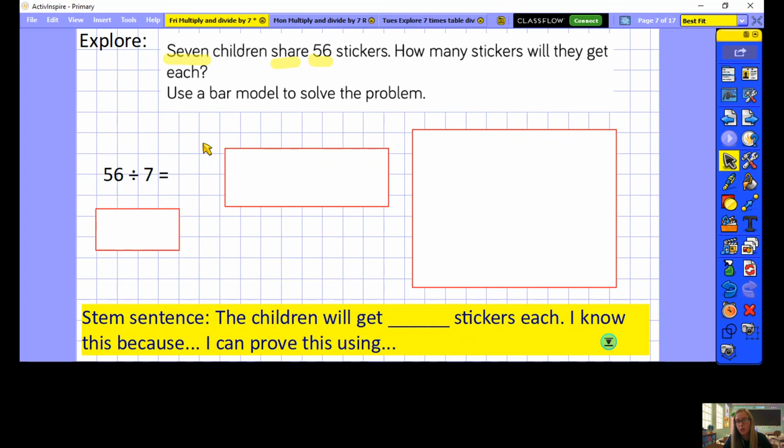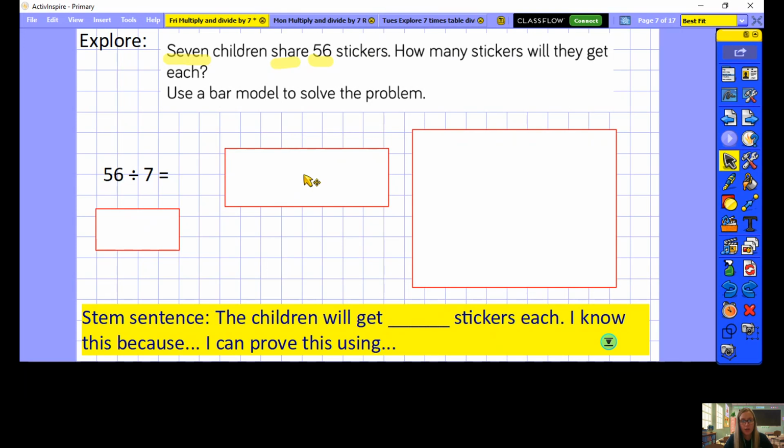If you want to have a go at this on your own, you can pause the video now while you do that, or you can follow with me. Use this stem sentence at the bottom to help you answer the problem. So the children will get however many stickers each. I know this because 56 divided by 7 equals, and I can prove this using, this is where you might use your array or your bar model to help you.